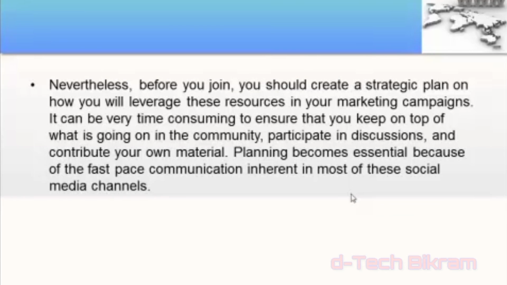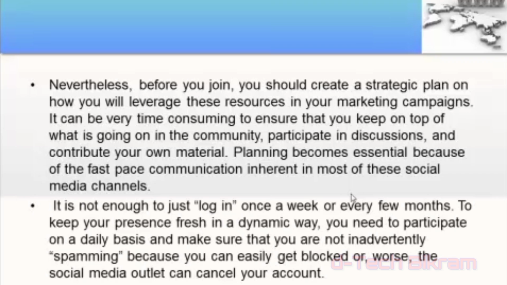Nevertheless, before you join, you should create a strategic plan on how you will leverage these resources in your marketing campaigns. It can be very time-consuming to ensure that you keep on top of what is going on in the community, participate in discussions, and contribute your own material. Planning becomes essential because of the fast-paced communication inherent in most of these social media channels. It is not enough to just log in once a week or every few months. To keep your presence fresh in a dynamic way, you need to participate on a daily basis and make sure that you are not inadvertently spamming, because you can easily get blocked, or worse, the social media outlet can cancel your account.